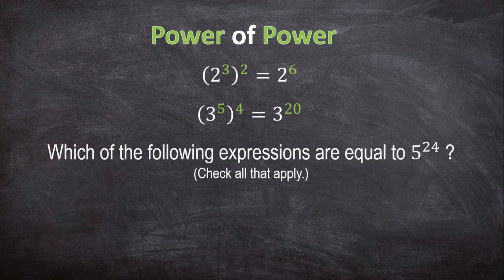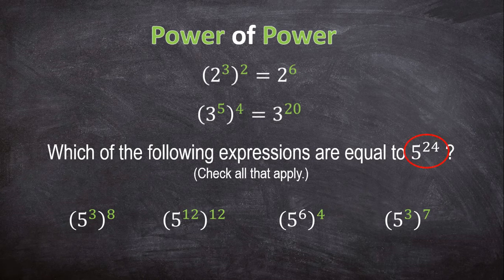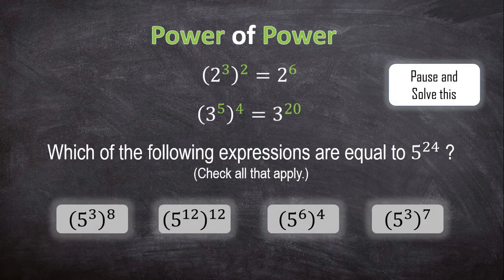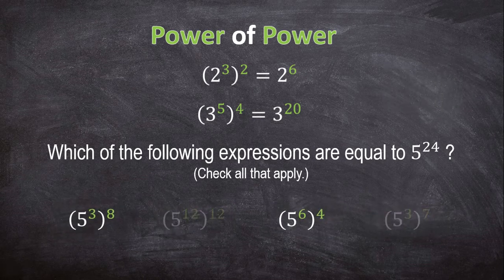Next, go ahead and identify which of these expressions here are equivalent to 5 to the 24th power. There were two correct answers here because 3 times 8 is 24 and 6 times 4 is also 24. Whereas 12 times 12 is 144 and 3 times 7 was 21. So those do not equal 5 to the 24th power.